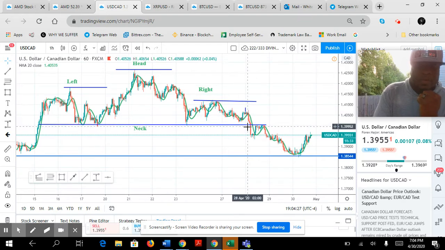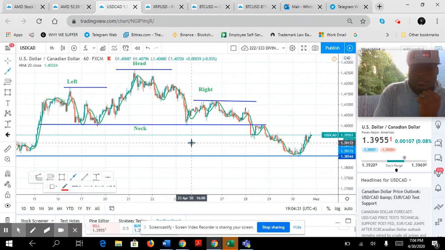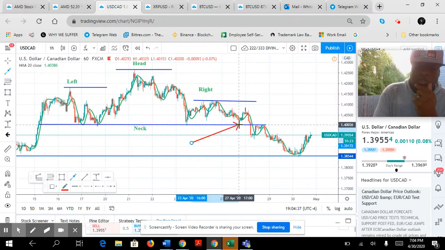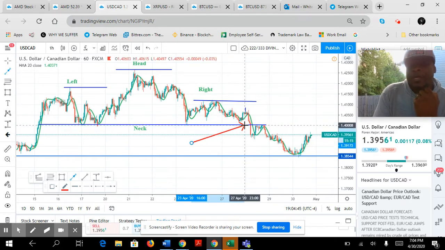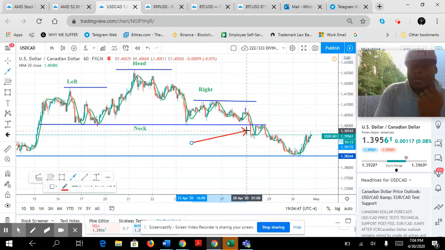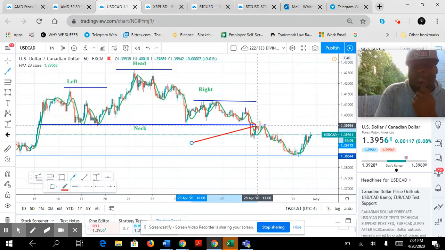Another entry could have been, let's see if we break. We'll wait for confirmation to break this neckline, which is the support. As soon as it breaks, you can enter in a short on this. Here's one of the issues you may have. You're going down, you're great in profit, and all of a sudden, what did the price do? It came back and retested this area.